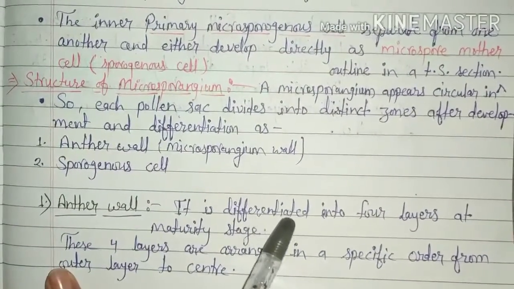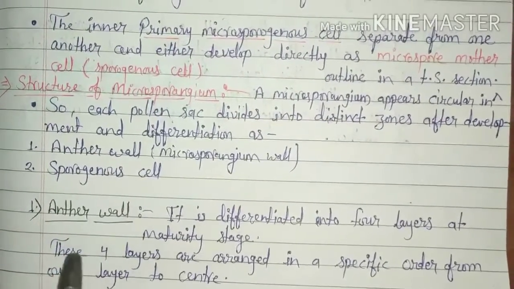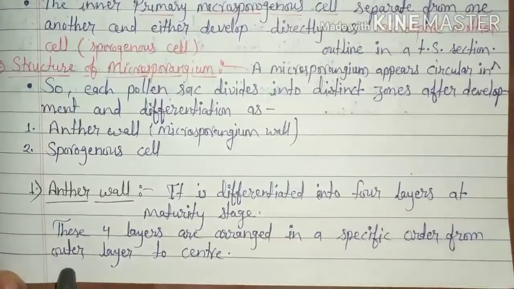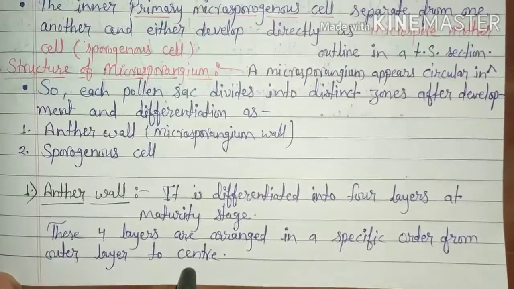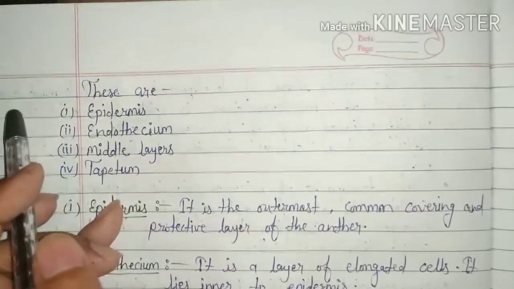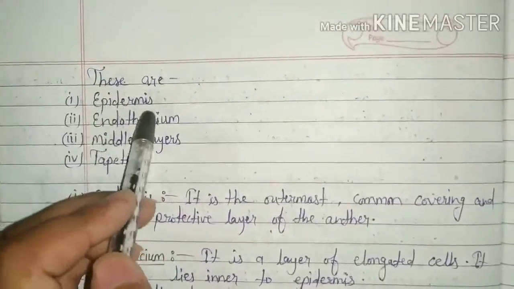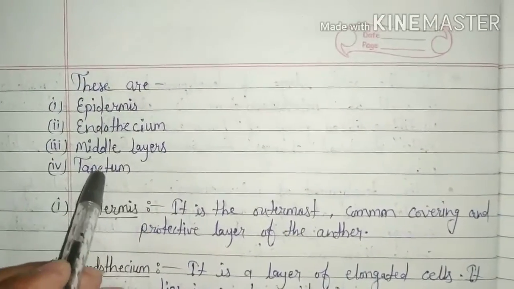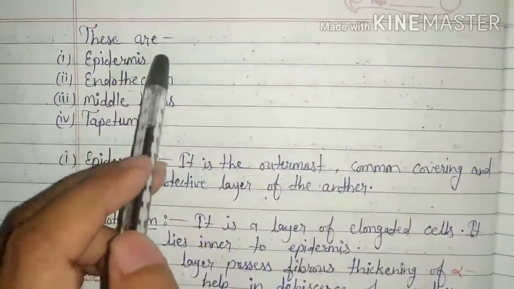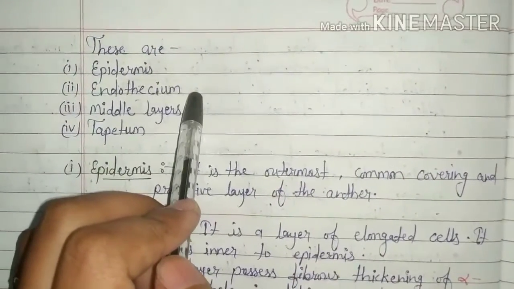Anther wall is differentiated into 4 layers at maturity stage, and these 4 layers are arranged in a specific order from outer layer to center. It means microsporangium wall has 4 wall layers: first epidermis, second endothecium, third middle layers, and fourth tapetum. These 4 layers are developed during development of microsporangium.